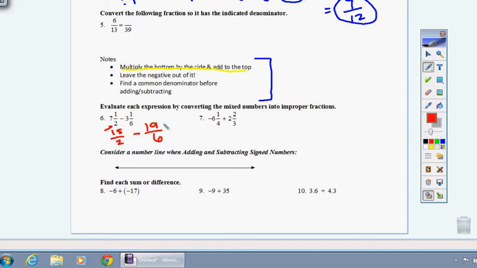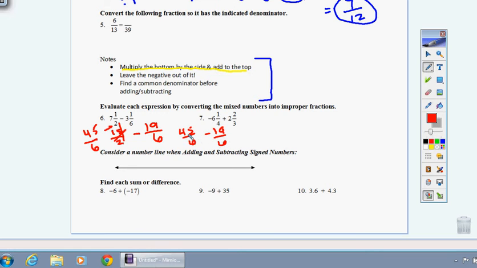So what I need to do now is figure out, that's nice because I don't have to change this fraction at all, but I do have to change this. I have to rewrite 15 over 2 so it has a denominator of 6. So I'm going to multiply 2 times what gives me 6? That would be 3. And 15 times 3 is going to give me 45. So I'm going to rewrite 15 over 2 as 45 over 6. So now I have 45 over 6 minus 19 over 6.